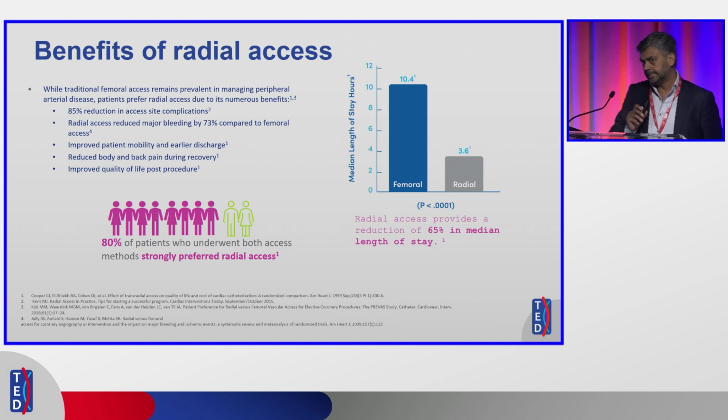Now, what is really safe about radial access? As we spoke about, it's a smaller artery, it's in the wrist, easily compressible, and does not require a closure device. So yeah, 85% reduction in access site complications. It reduced major bleeding by 73% compared to femoral access. Improved patient mobility, earlier discharge.